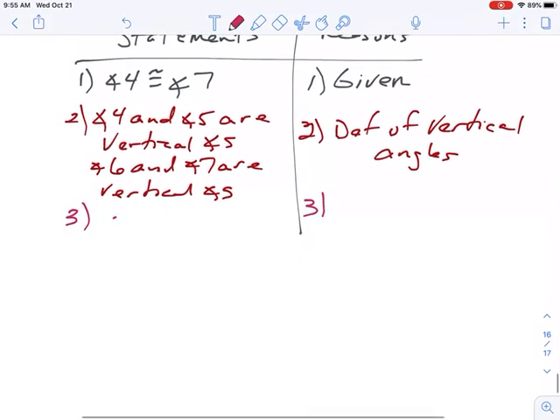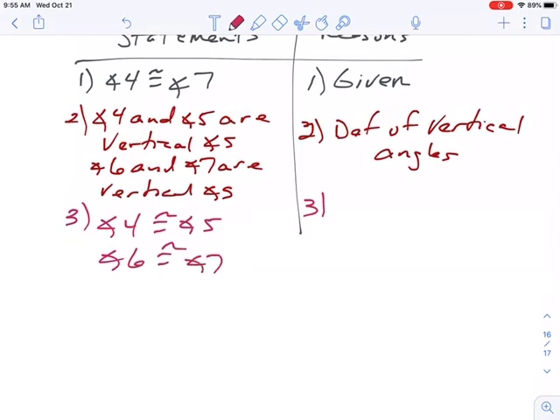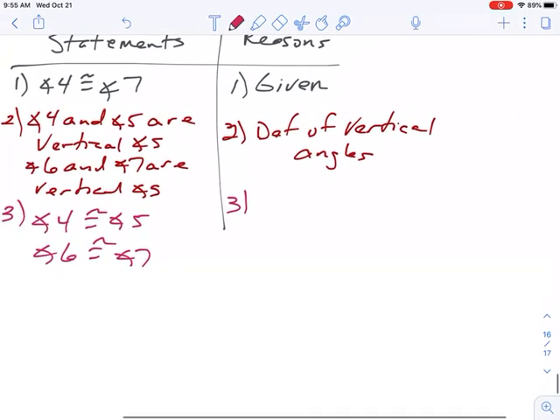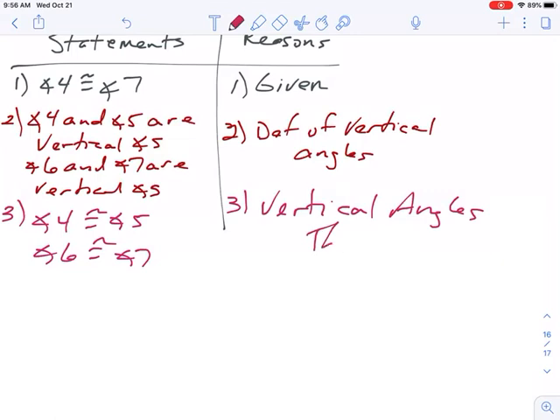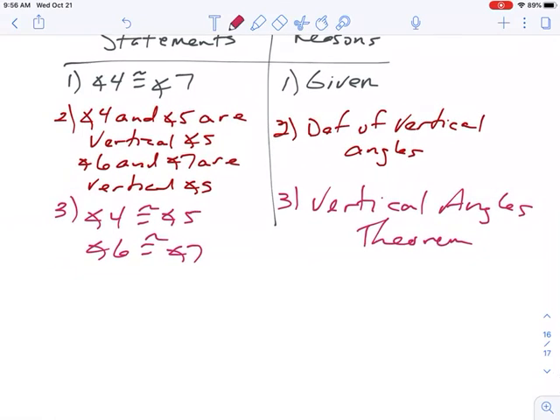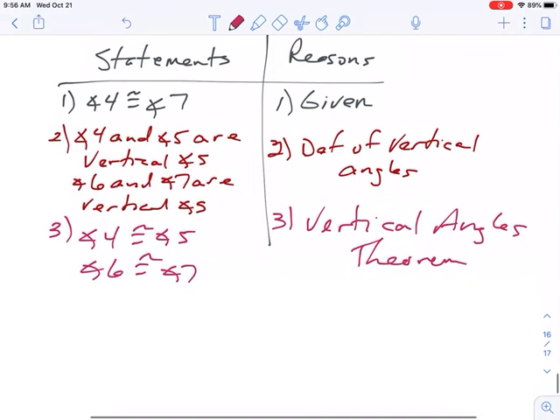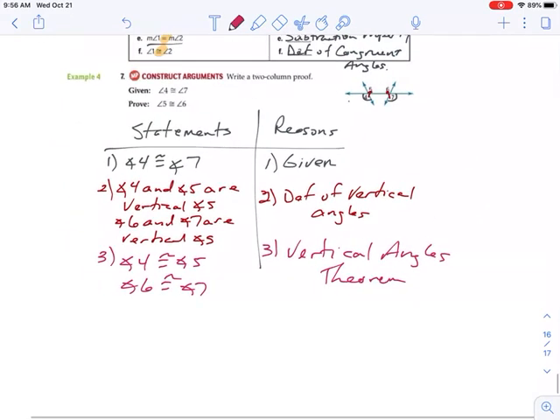If they are vertical, they are congruent. Angle 4 is congruent to angle 5. Angle 6 is congruent to angle 7. That's the vertical angles theorem from earlier in this section. So we have 4 and 5. Where are we going? We're going to 5 and 6.